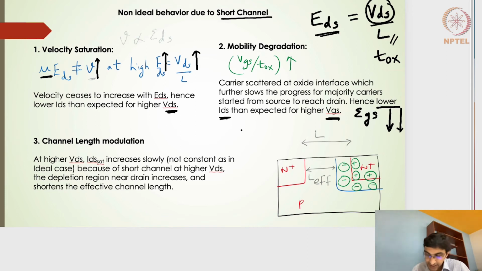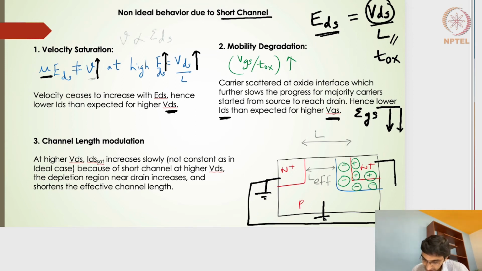Third one, the channel length modulation. So channel length modulation is nothing but, in a short channel, if I keep on increasing the VDS, let's say that the body is grounded. The source is also grounded for an NMOS transistor, and I'm going to connect this VDS. So if I keep on increasing the VDS value here, this particular depletion region is going to increase. The depletion region is going to increase. All right. So effective channel length is going to decrease.